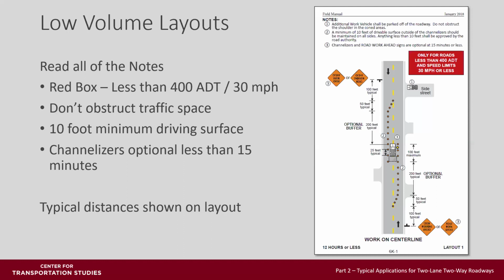If it's not posted, you should use a statutory limit of 30 miles per hour for urban and 55 miles an hour for rural. If your city has a lower speed limit than 30 miles per hour, this adds an additional level of safety. Spacing of channelizers are shown at 25 feet, which is the G spacing on the tables we'll talk about later this morning. All the layouts in the low volume section have the dimensions shown on the layouts for ease of use.